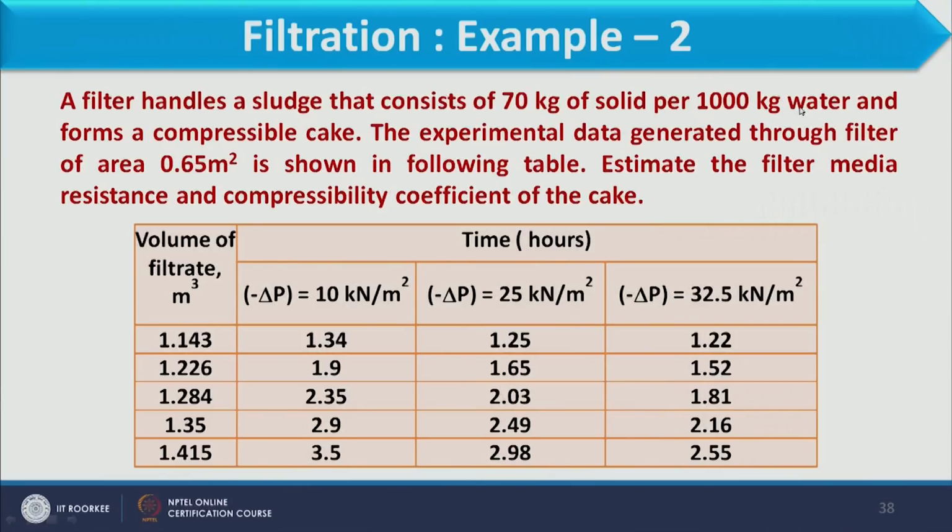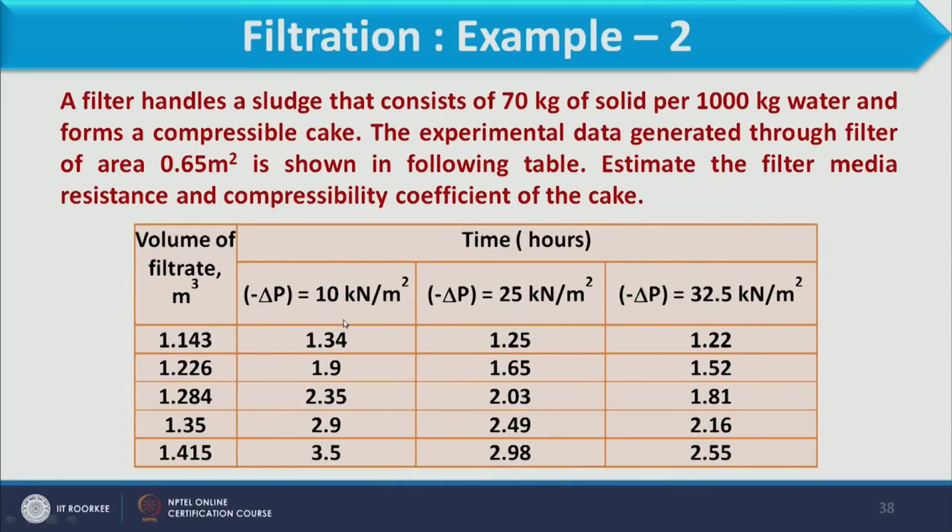Now here we have a second example. In this example, a filter handles a sludge that consists of 70 kg of solid per 1000 kg water and forms a compressible cake. So here you see the cake is compressible. The experimental data generated through a filter of area 0.65 meter square is shown in the following table. Estimate the filter media resistance and compressibility coefficient of the cake. So what we have to calculate over here is the RM value as well as the S value.